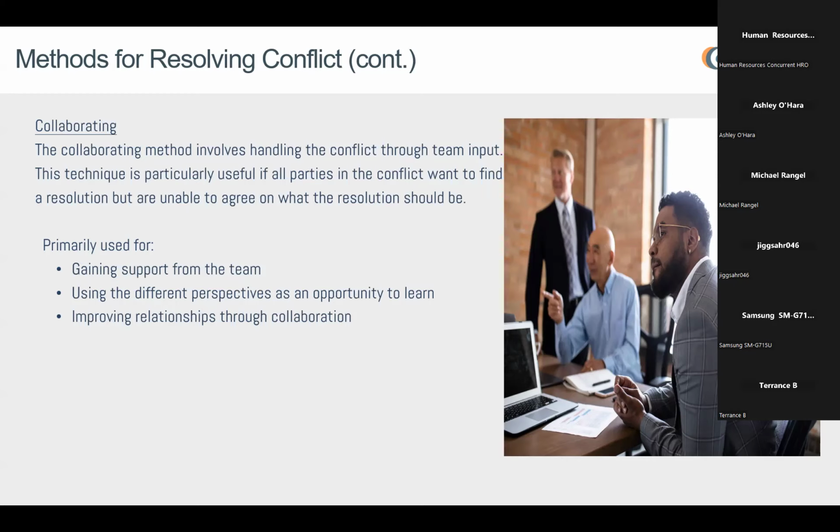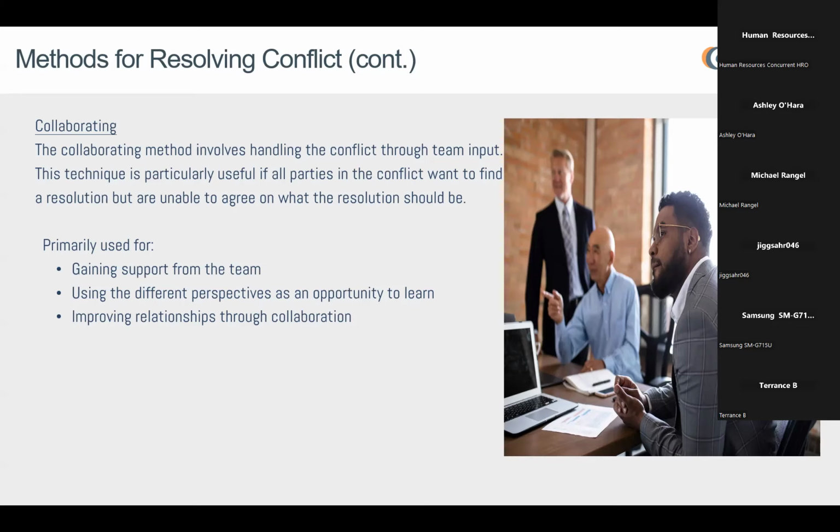All right, collaborating. The collaborating method involves handling the conflict through team input. This technique is particularly useful if all parties in the conflict want to find a resolution but are unable to agree on what the resolution should be. All right. Primarily used for gaining support from the team, using the different perspectives as an opportunity to learn. I like that one the best. And improving relationships through collaboration. Kind of a team effort, as it says there in the top paragraph.